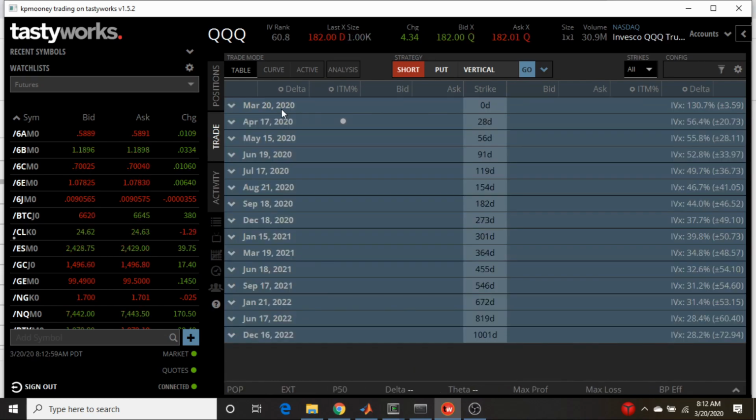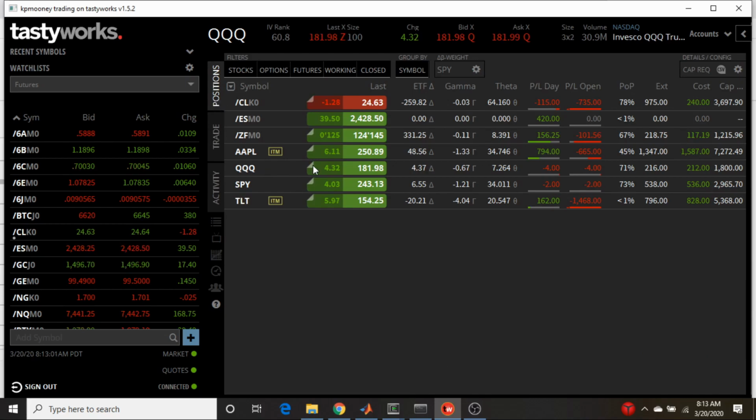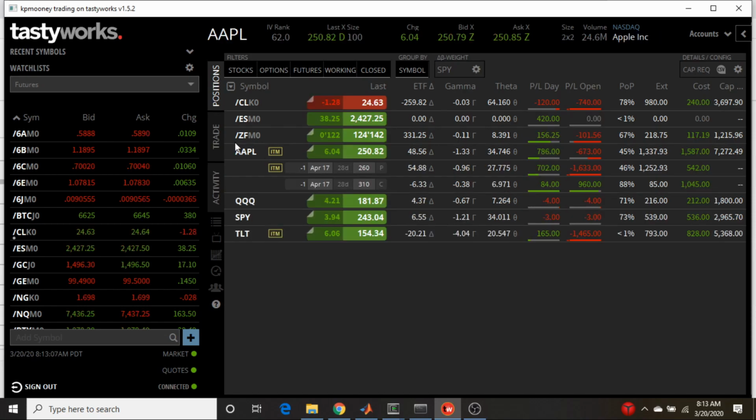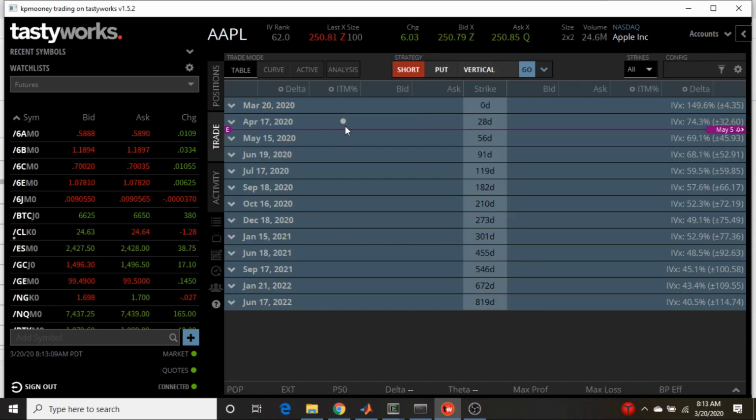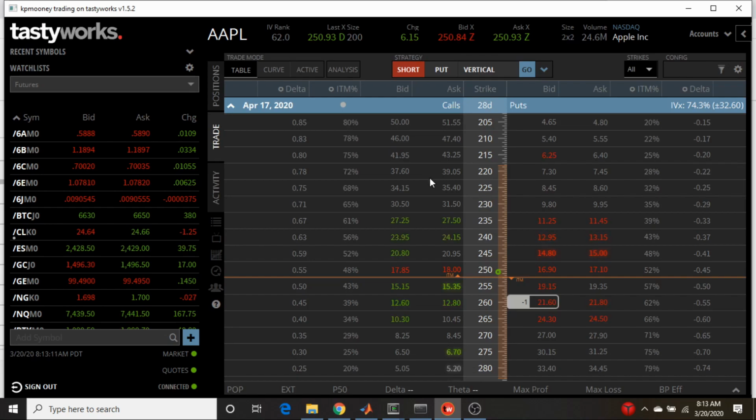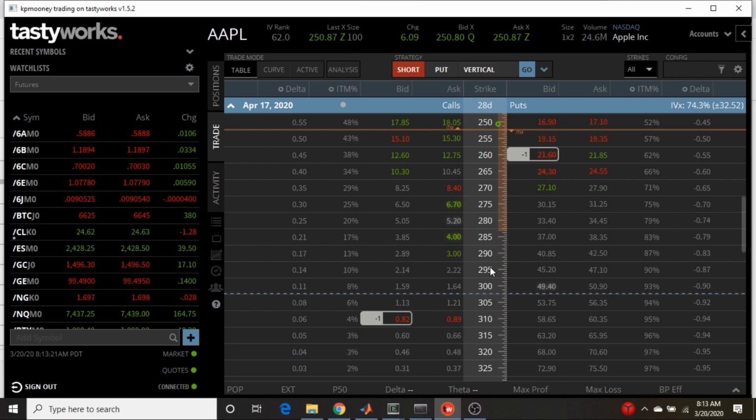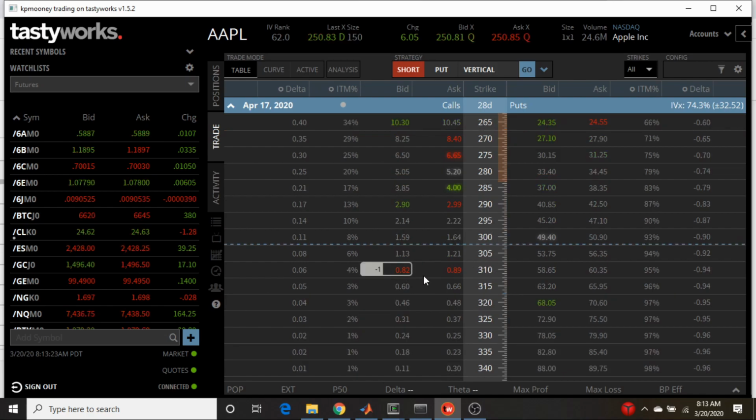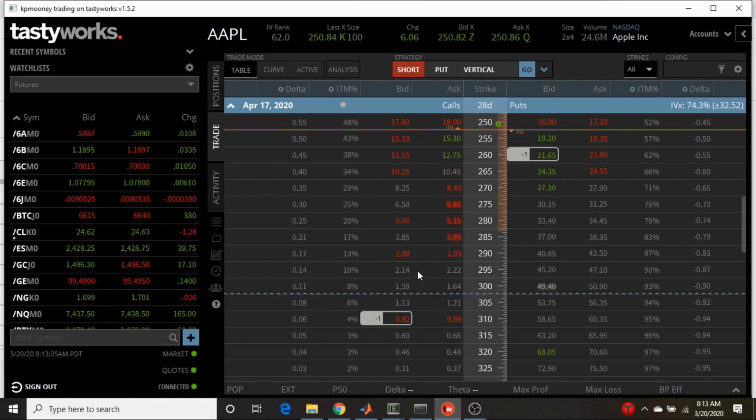And now let's adjust some of these bad positions that I have. The only bad one is going to be Apple. So let's open up Apple. Here we are, and even Apple is not horrible. This was a strangle that had gone bad. So here's my short put. Obviously the short put is in the money, and I've adjusted this a couple times, but this call really is not protecting me anymore.